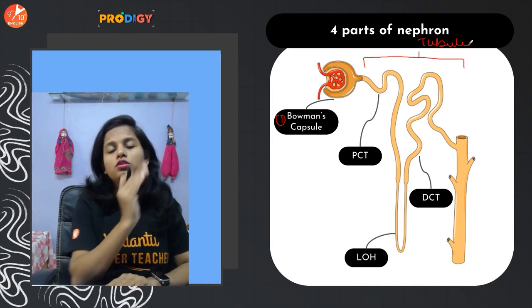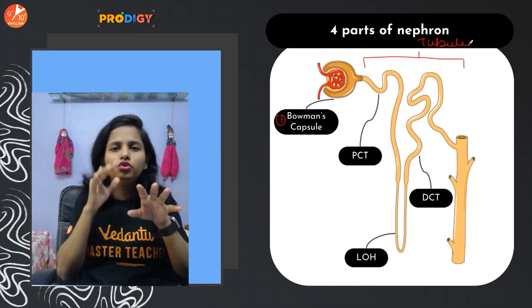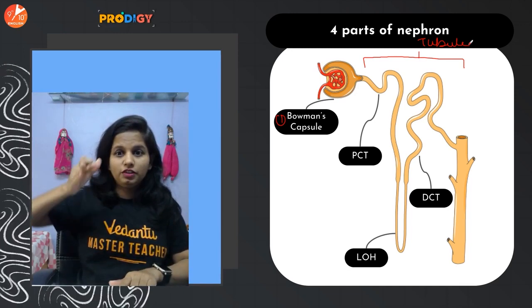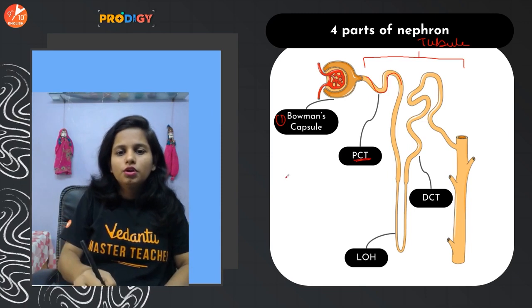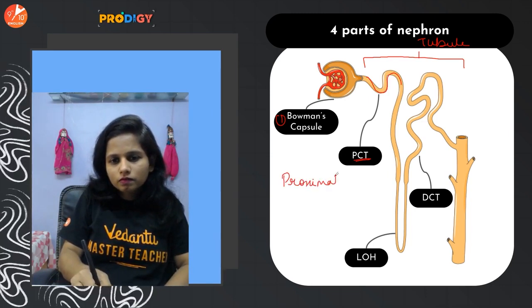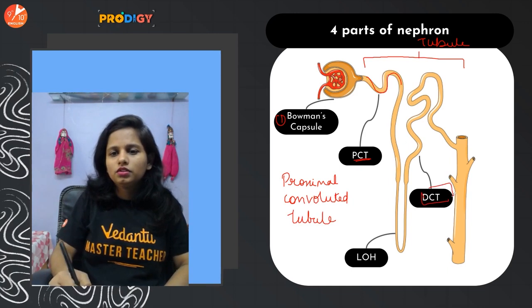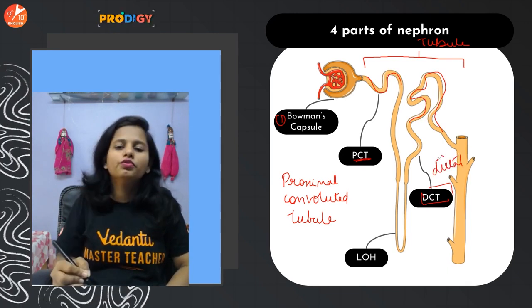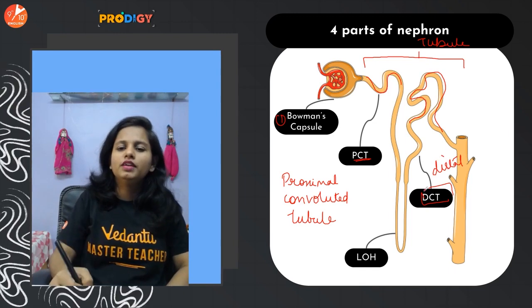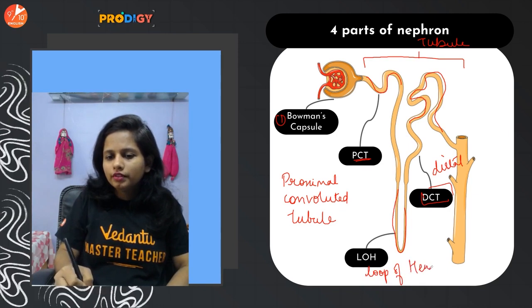The one which is very close to the Bowman's capsule, and the one which is away from the Bowman's capsule. Both these tubes are very twisted, wavy. If you see, this part is PCT, that is proximal convoluted tubule, and then this one, can you see, is the distal convoluted tubule, and in between we have a loop which is called the loop of Henle.